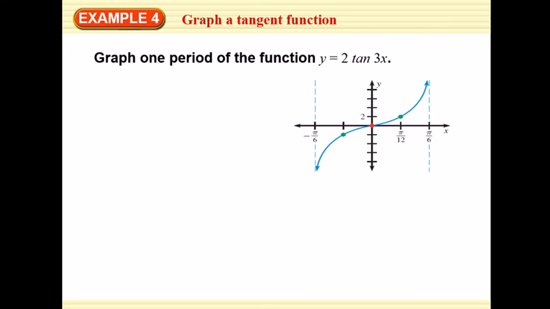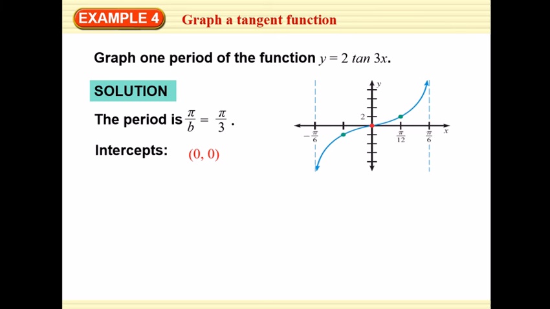So looking back at that first example, graph one period of the function 2 tangent of 3x. So b here is 3 and a is 2, and those are going to play some valuable parts in our graph. So in order to tackle this, first I want to figure out what my period is. So the period is pi over b, or pi over 3 in this case.